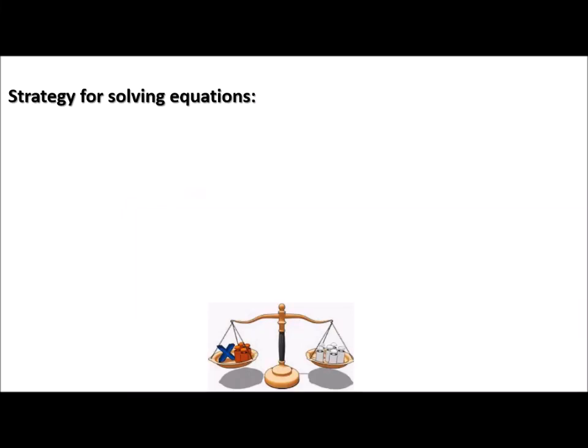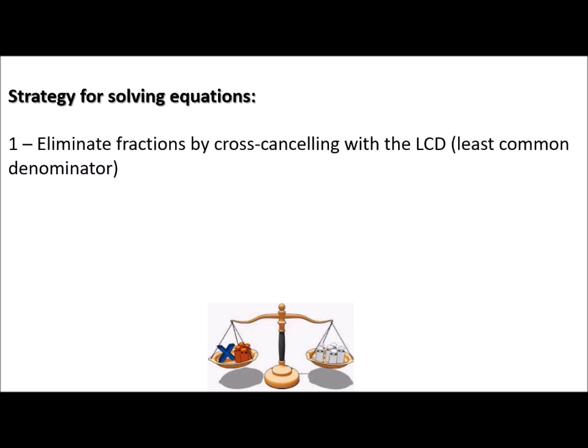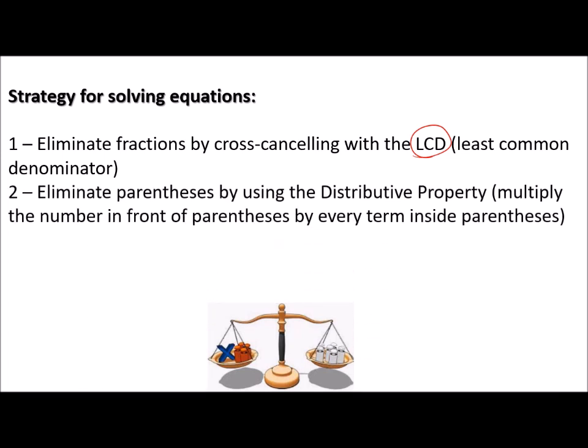Here's a strategy for solving equations that I've used for many years, and it's very helpful. The first thing you should do is go ahead and eliminate any fractions by cross-canceling with the LCD. You'll recognize that abbreviation as the least common denominator. I'll demonstrate this later. The second thing is you go ahead and eliminate parentheses using the distributive property.